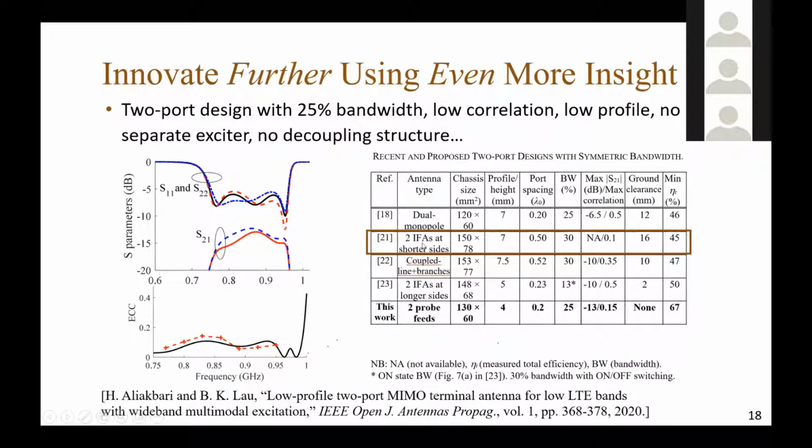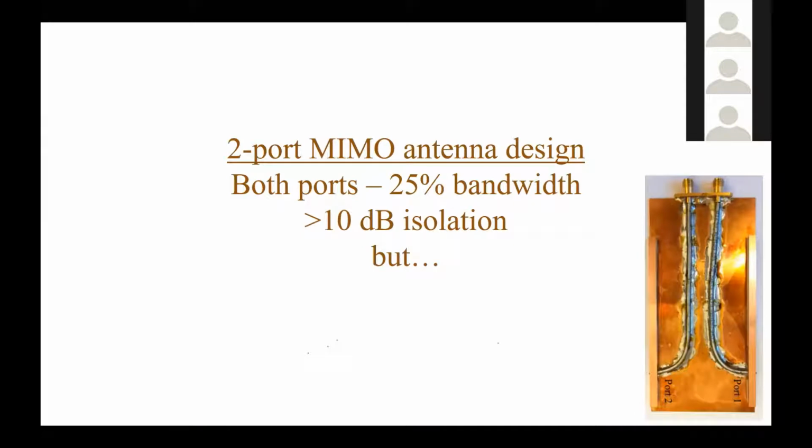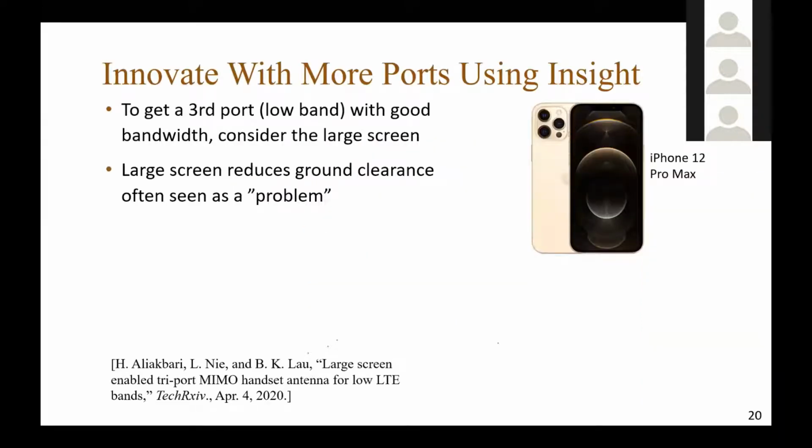So we then saw that this other design is using a larger ground plane. So we tried a larger ground plane, and sure enough, we can get the same bandwidth. But then we have other benefits from the design that we have come up with. So we now have 25% bandwidth for the smaller chassis size, but we still have only 2 ports.